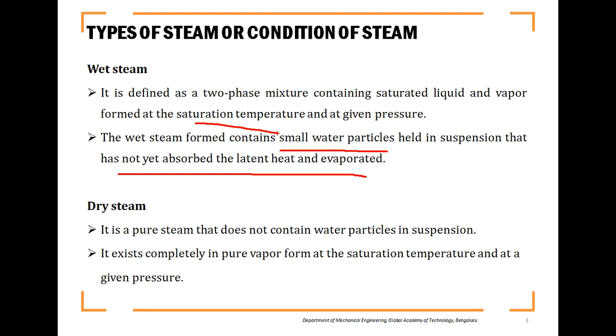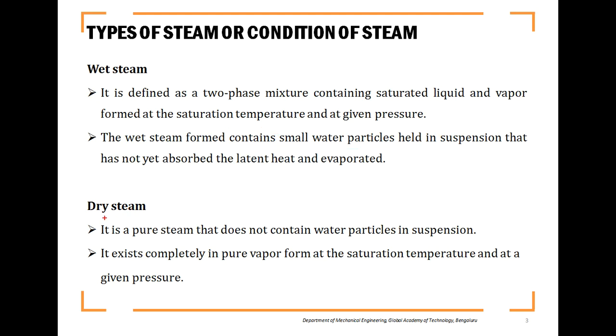When you keep water on a stove and heat it, what happens? At one particular point, it starts to boil. That temperature at which it starts to boil is called the saturation temperature. Okay, and if the steam at the saturation temperature contains liquid as well as vapor, then you call it wet steam.